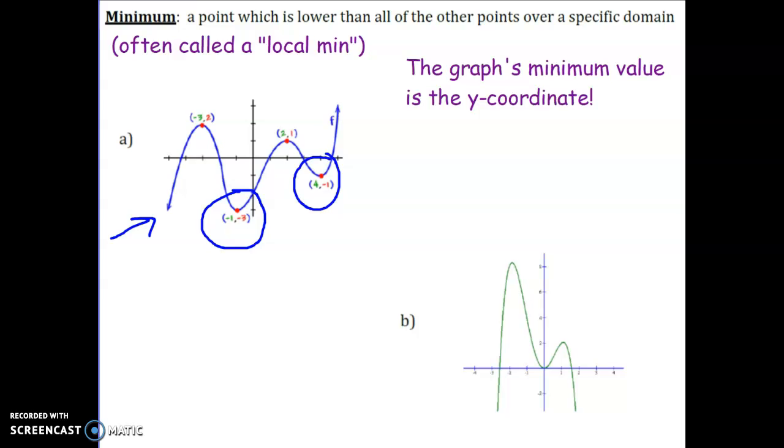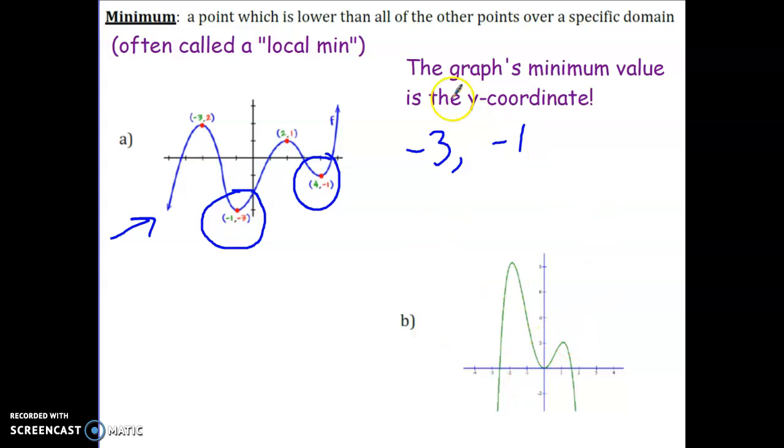So I have two minimum values. One of them is -3 and one of them is -1. The minimum value of -3 occurs at the x value of -1, and the minimum value of -1 occurs at the x value of 4, but the minimum values are -3 and -1.